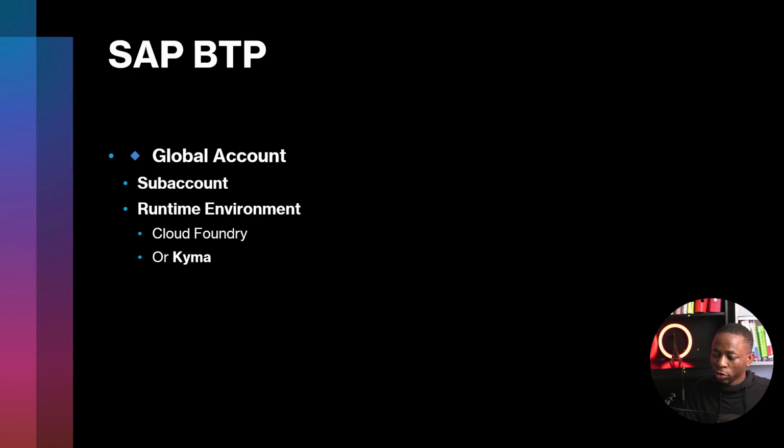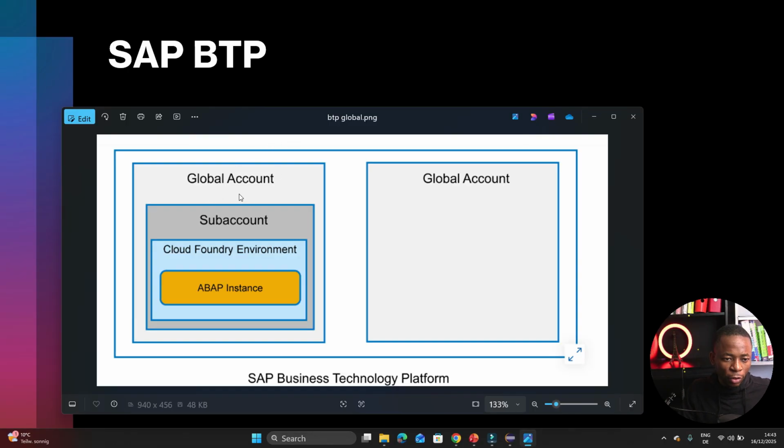So let me also show you a picture from the website. So you have the global account. You have created your global account, and then your global account can have sub-accounts. All right. And for us to create an ABAP environment or ABAP instance, we need a Cloud Foundry environment. So this is how the SAP Business Technology Platform structure looks like, right? Of course, you can have multiple sub-accounts based on different runtimes.